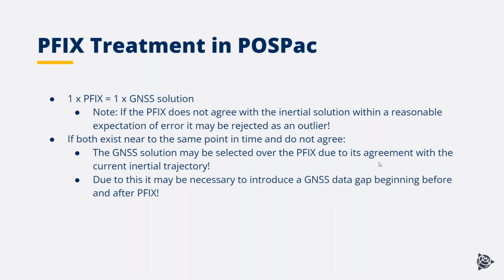So we want to introduce a GNSS data gap, which begins before and ends after the Pfix. You will see this in the Pfix file later, that we are actually shutting down satellites before we introduce a Pfix and enabling them only some time after the Pfix. This way we can make sure that the Pfix is considered and the GNSS data is not. Of course, many times you would use the Pfix workflow in cases where you don't have GNSS data anyway. But this way we can make sure that it's treated correctly.